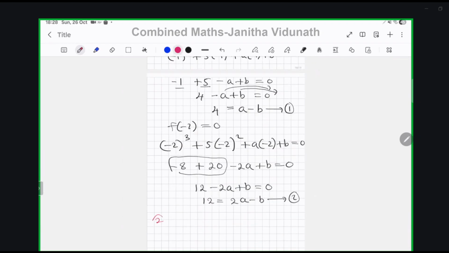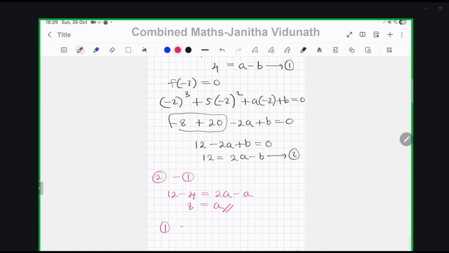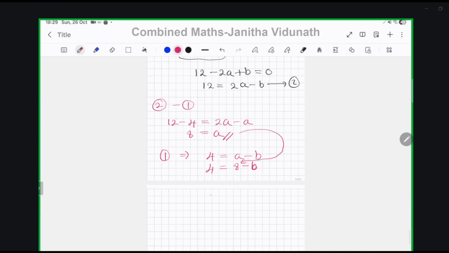Subtracting equation 1 from equation 2, on the left hand side we get 12 minus 4. On the right hand side b will cancel out and we will get 2a minus a. That means 8 is equal to a. From the first equation we have obtained 4 is equal to a minus b. That means 4 is equal to 8 minus b. From this we can substitute a equal to 8.